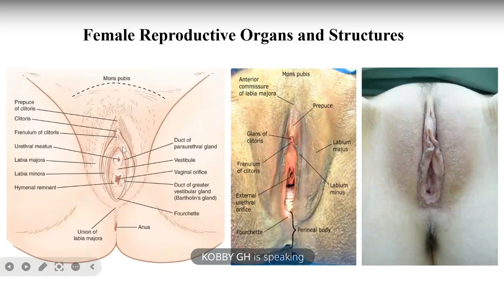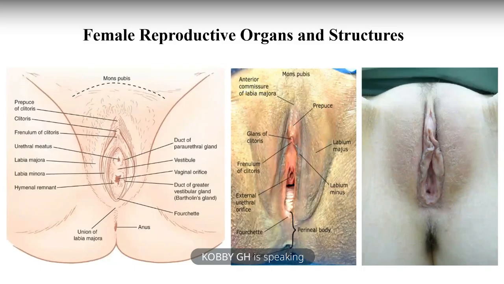Then we have the Skene's gland or paraurethral gland. What is the function? The paraurethral glands produce a special fluid that cleanses the urethral opening, and it also ensures the urethral opening remains moist, so it doesn't become dry. If it becomes dry, there can be infections. It can cause abrasions and all of that, especially during sexual intercourse.